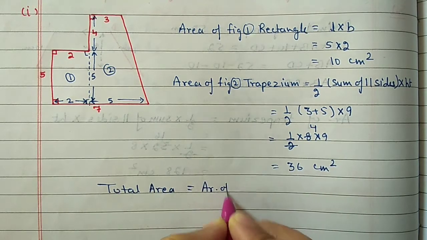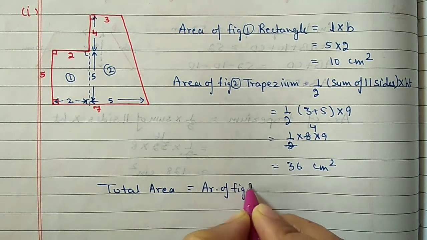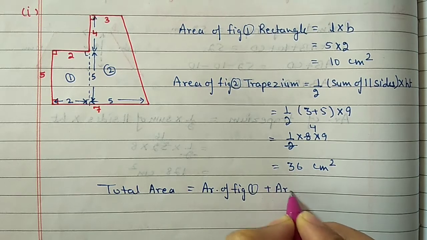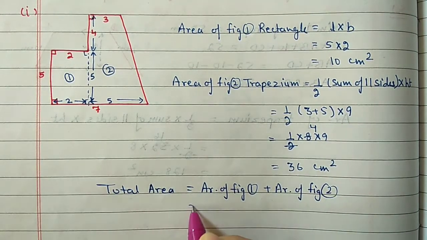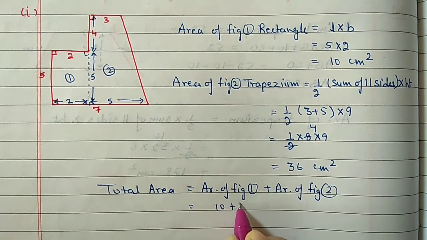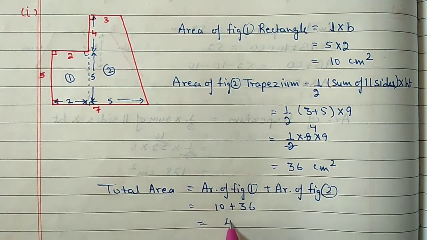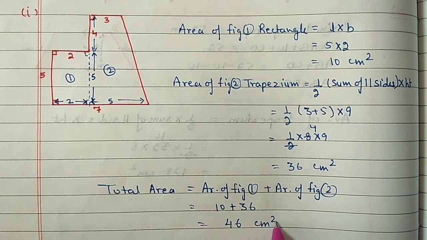So total area is equal to area of figure 1 plus area of figure 2. So first area we got 10 and second one 36. Total it will be 46 centimeter square.